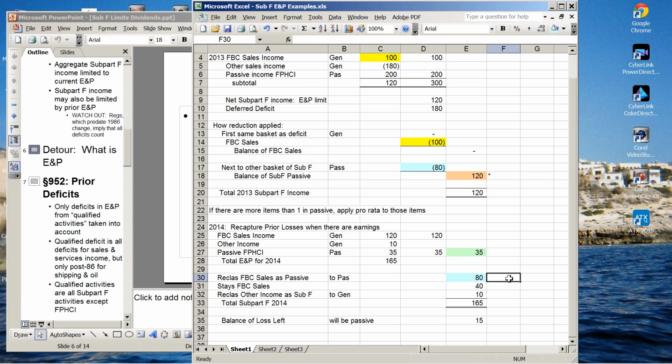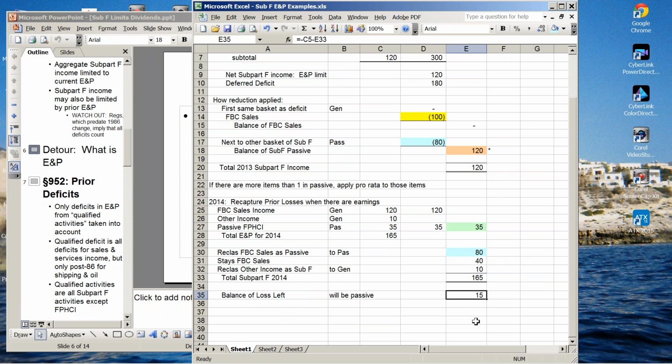We will have used part of our deficit in reclassifying the prior year deficits, so that we have a balance of deficit from prior years left of 15. And that'll be general foreign-based company sales income, because that's what was left. I will send out this example to you after the class, and I'll post it on Web Campus.